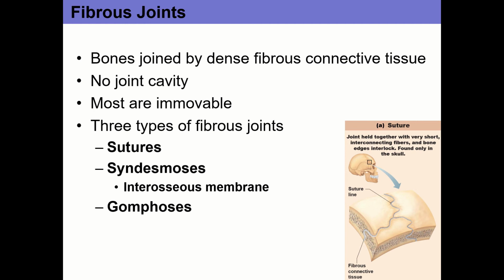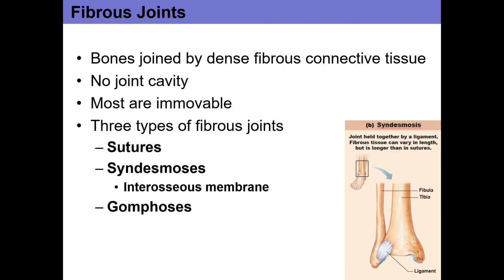And that's important to make sure that there's no movement. And as mentioned there, most of them are immovable. So sutures are what I was describing there. So the sutures are the bones between the skull. Syndesmoses, you've got two bones that touch each other directly.